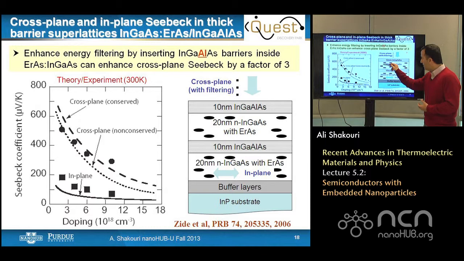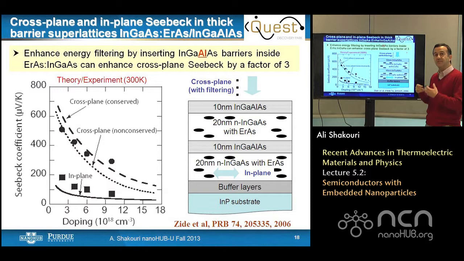So you basically make layers of 20 nanometer indium gallium arsenide with erbium arsenide with a 10 nanometer indium gallium aluminum arsenide. The aluminum concentration gives a band discontinuity on the order of 100, 200 meV. As a result, electrons moving across the plane are filtered while the ones in the plane are not filtered. This is the conventional idea of energy filtering.